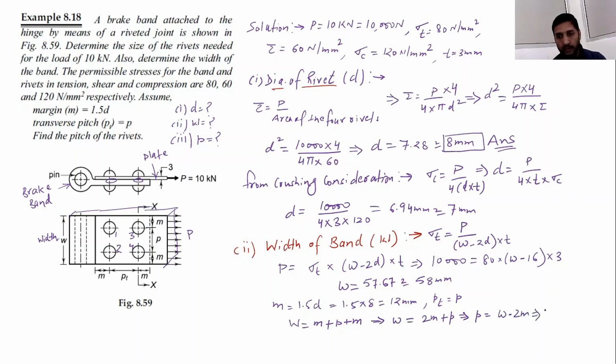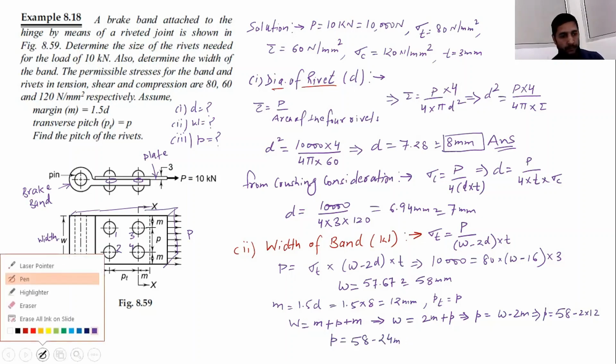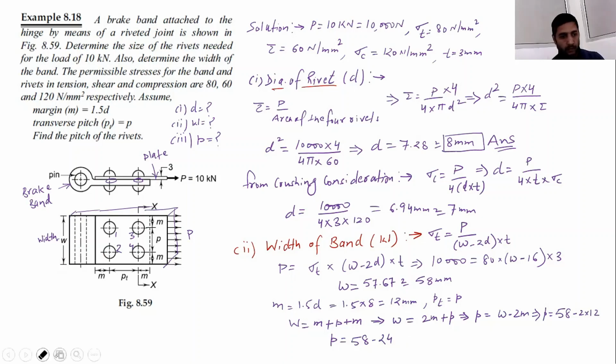इसको further solve कर लीजिए. Your pitch will be, width is coming 58 minus 2 into M, that is 12 margin. Okay, this margin is coming 12 mm. So from here now your pitch is coming 58 minus 24, okay, 58 minus 24, and this value will be 34 mm. So ये आंसर आ गया आपका पिच का, ठीक है ना. पिच आ गया हमारे पास.